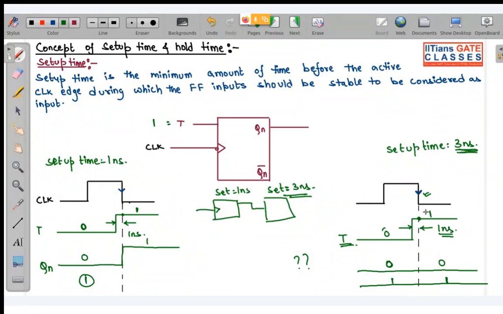Tell me if this is clear or not. So that is why here you don't know the condition of the output, what it will be. Is that clear? So whenever setup time is not met, you are not able to tell about the output of the flip-flop. Bhumika, Piyush, Raju, is that clear?